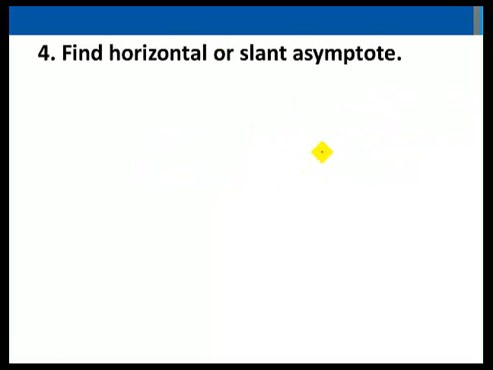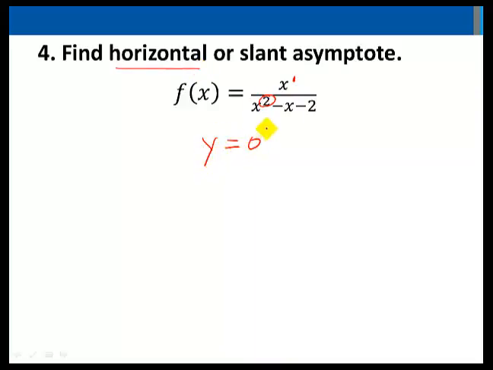Okay, next, find the horizontal or slant asymptotes. Well, the degree of the numerator is 1, the degree of the denominator is 2, so we will have a horizontal asymptote, and the horizontal asymptote will be y equals 0.